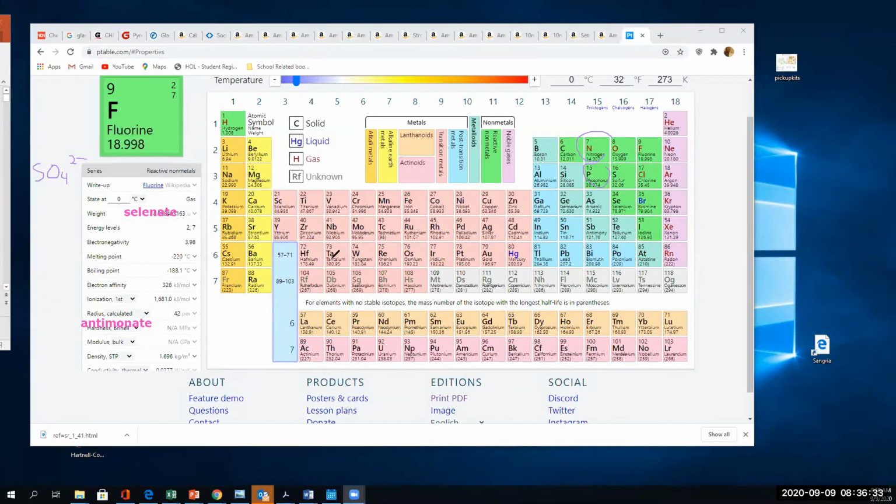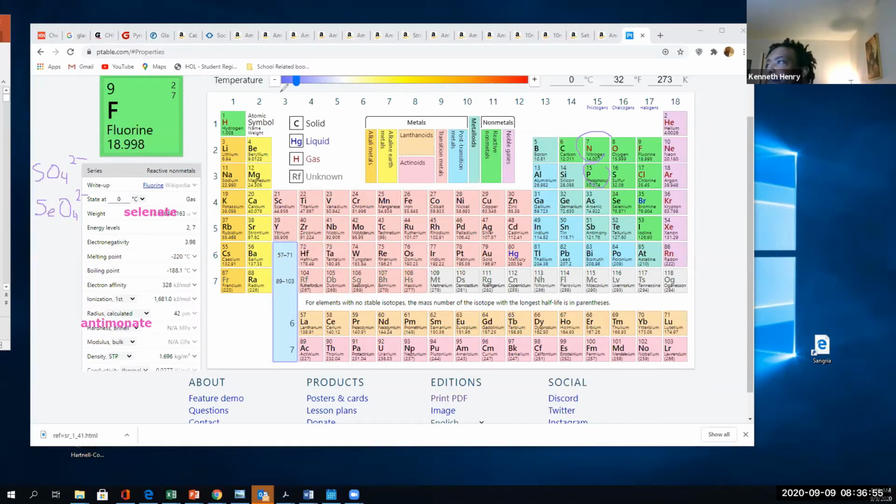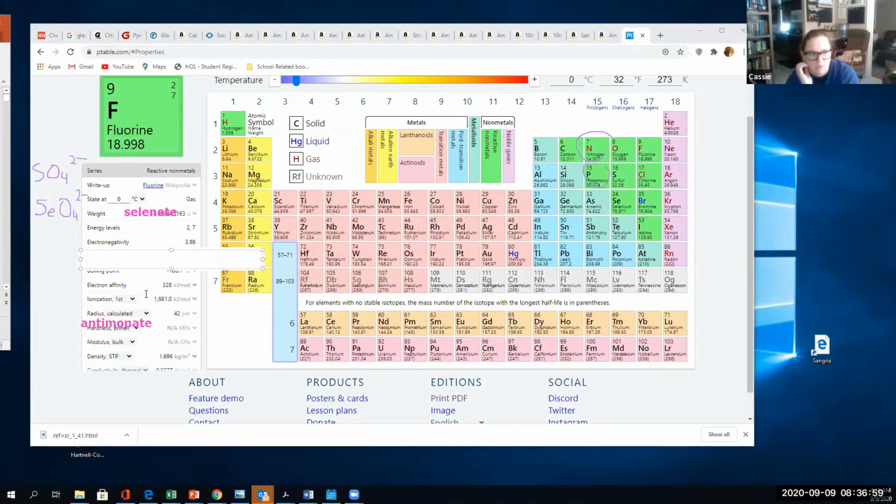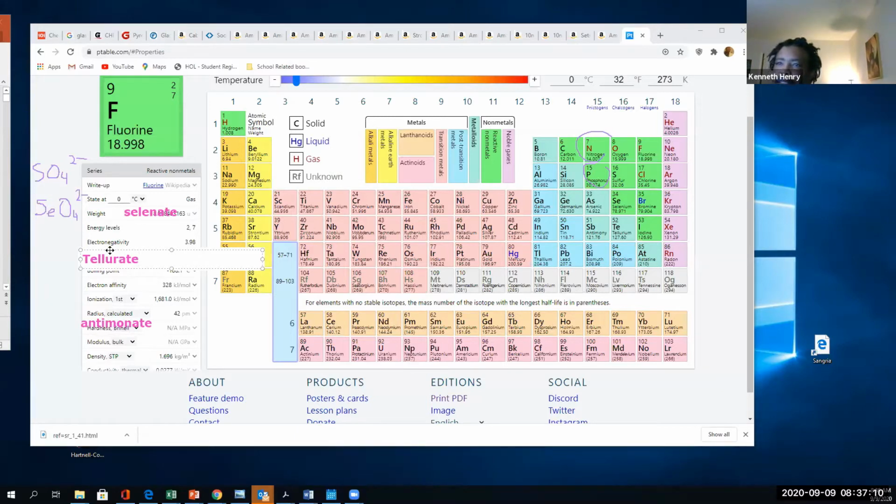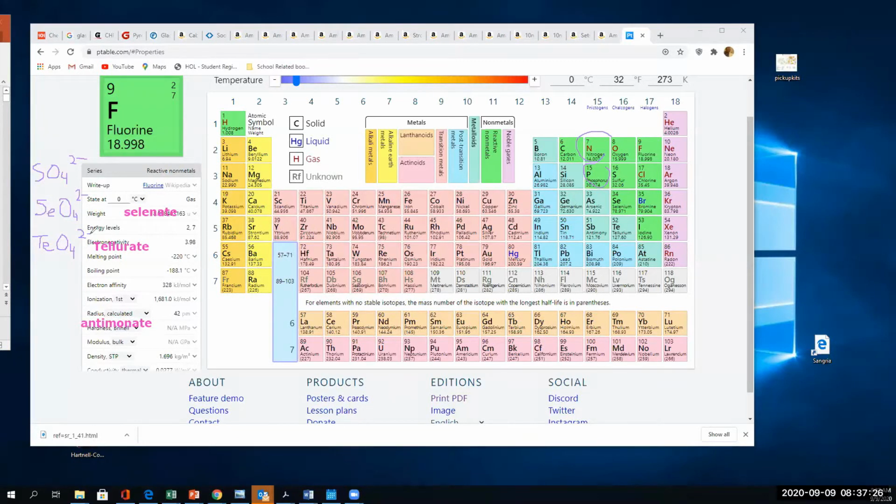For selenium? Yes? Selenate. Oh, okay. It would be SeO4 2 negative. And what about tellurium? TeO4 2 negative. Or tellurate? Okay, so you guys get that? Yes. Okay.